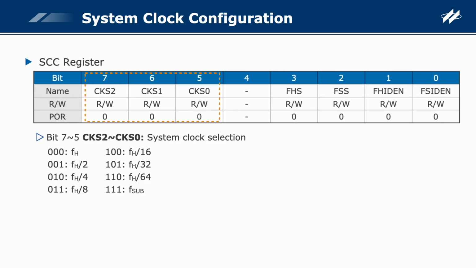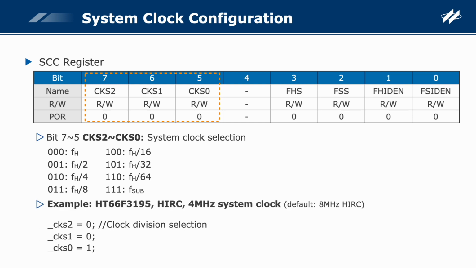This involves the CKS2 to CKS0 bits in the system clock control register SCC, which are used to configure the system clock prescaler. Dividing the internal high-speed RC oscillator's frequency 8 MHz by 2 can obtain a 4 MHz. This means to set the CKS2 to CKS0 bits to 001.